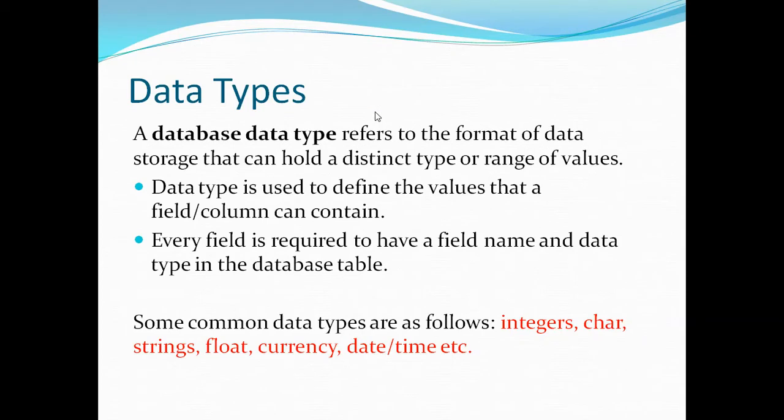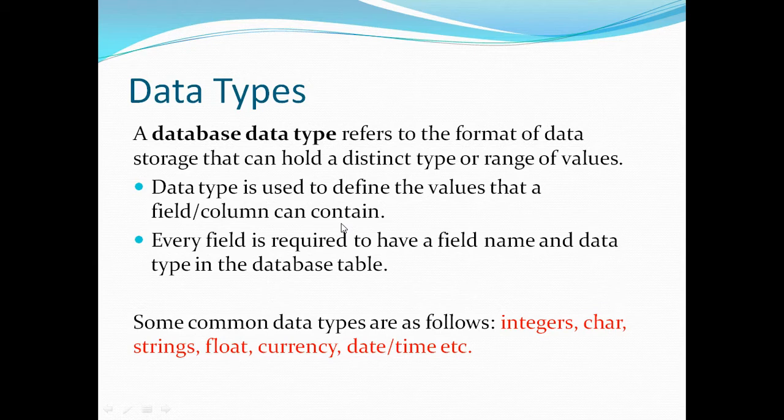So when we say the data is stored in tables, in which format is the data stored? What kind of data are we storing? Is it numeric type? Is it alphanumeric type? Is it a date, a time, an email address, or a phone number? What kind of data is it? The format in which the data is stored in the database is called a data type. Or we can say that it is used to define the values that a column can contain.